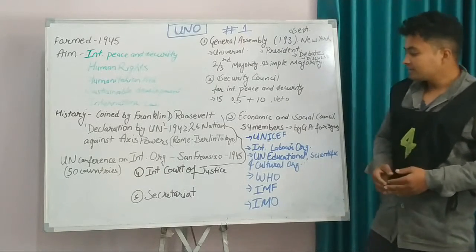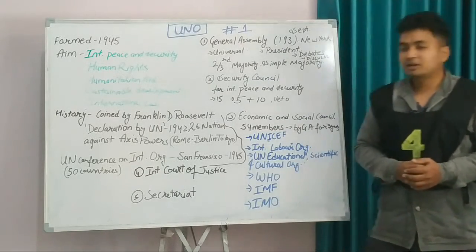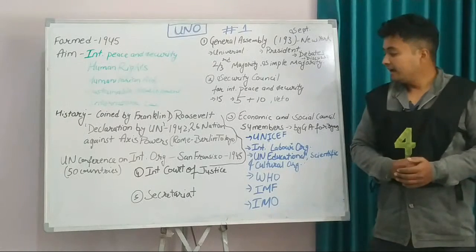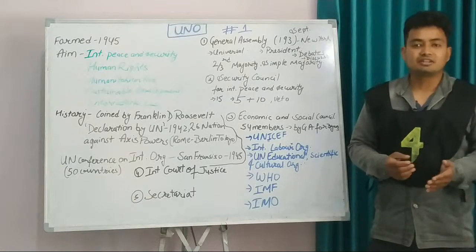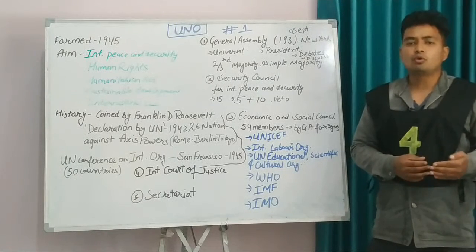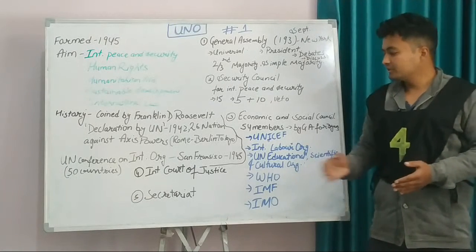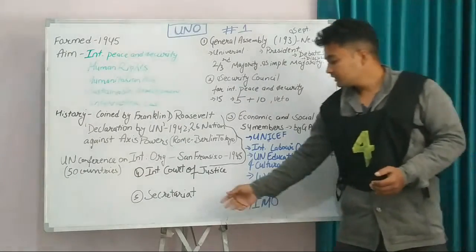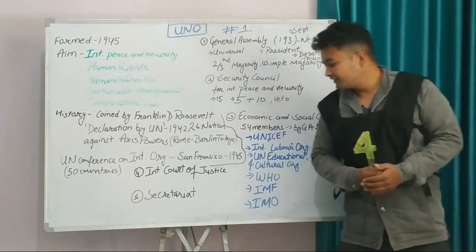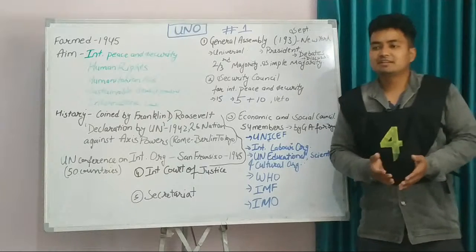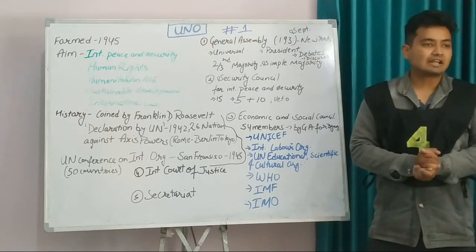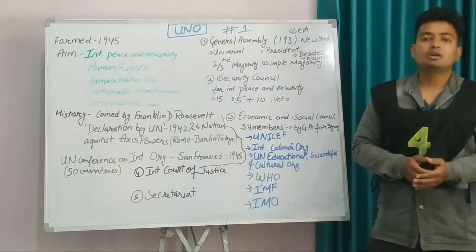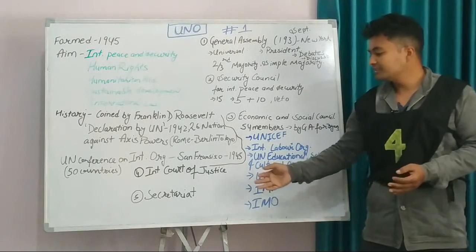Next is the International Court of Justice. It is located in The Hague, and it settles disputes between two or more countries, whatever is there. Now, the fifth part is the Secretariat. The Secretariat is basically like the office of UNO. A staff is there, and day-to-day routine work is carried out in the Secretariat.